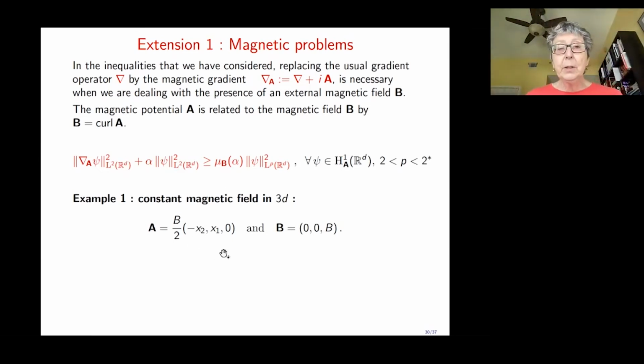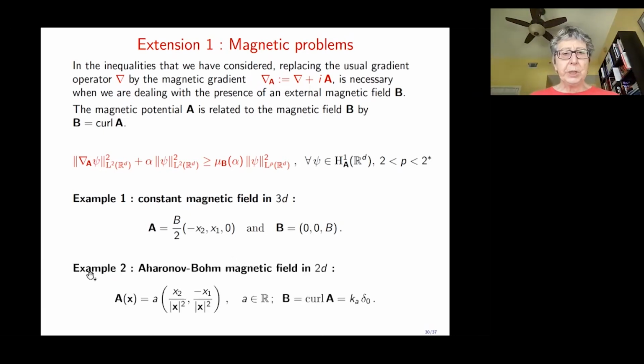For the moment, the problem is quite open, okay? Easy inequality, easy magnetic field. Practically, the question is open. We have very partial results. Now, there is another case, which is called the Aharonov-Bohm magnetic field, which is also important in quantum mechanics.